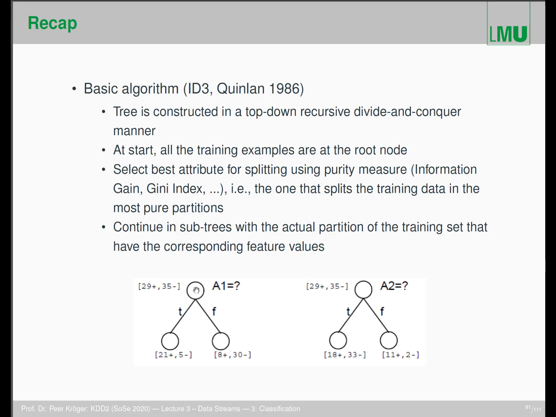So if we split our data here, for example, according to A1 into two subtrees, which represent typically the values that are possible for A1, we will have only those that have this value in A1 in that particular subtree, and those that have this specific value F in A1 in this subtree, and so on and so on.